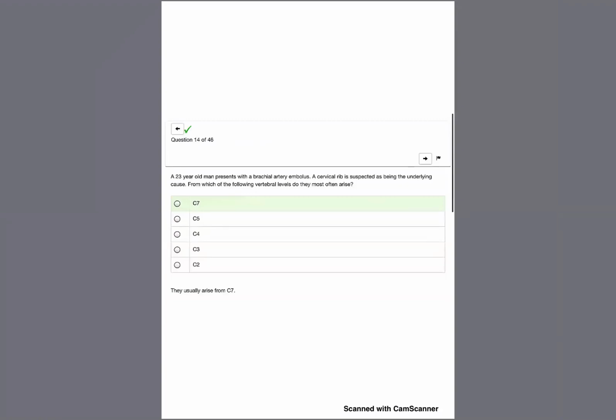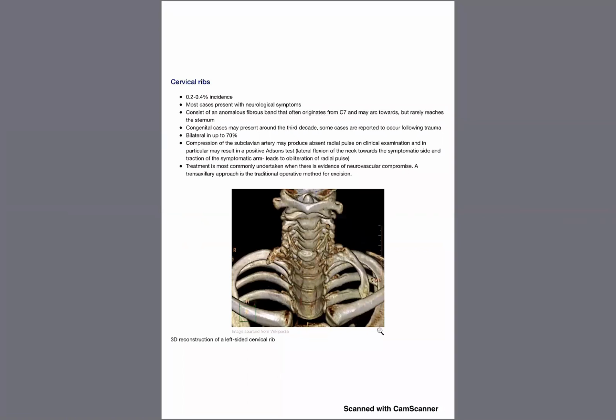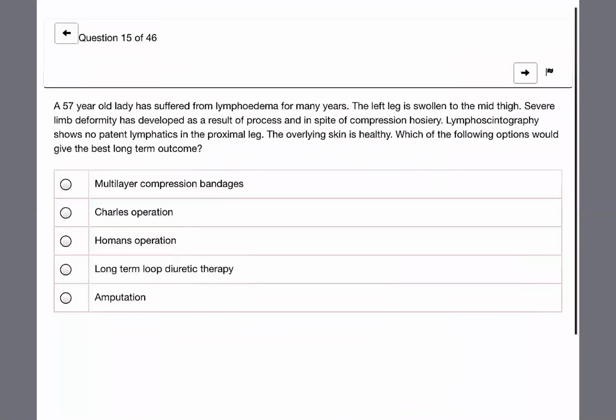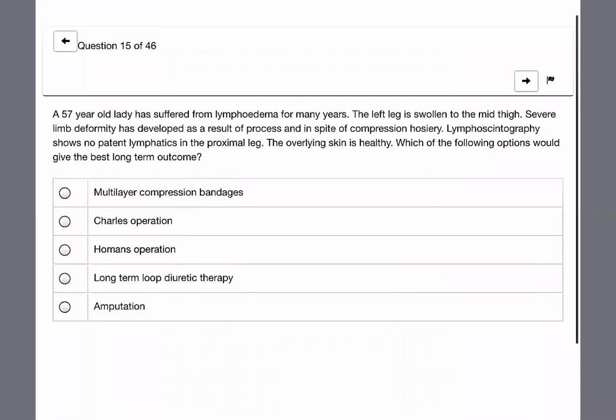The elongation of the transverse processes of C7. Exactly. Yes, sometimes it is a fibrous band, by the way. It is not a bone. It is not elongation, sometimes just a fibrous band. Yes, it starts from the processes, but it does not reach the sternum. Exactly, like floating ribs. Okay, next.